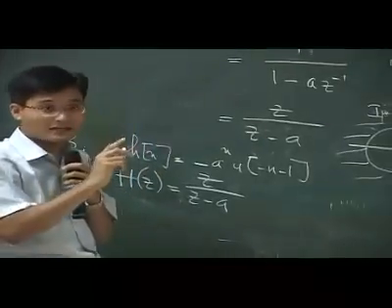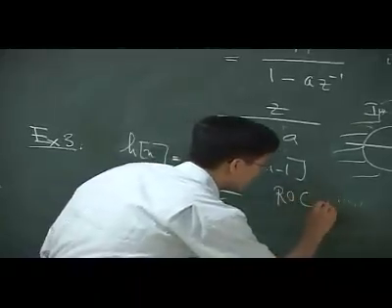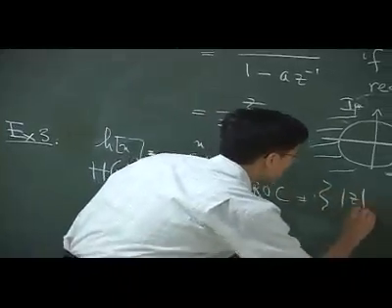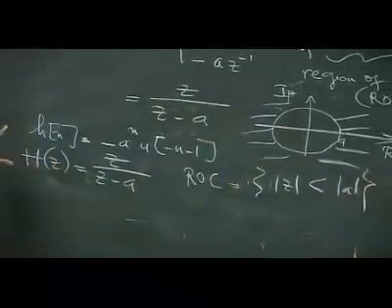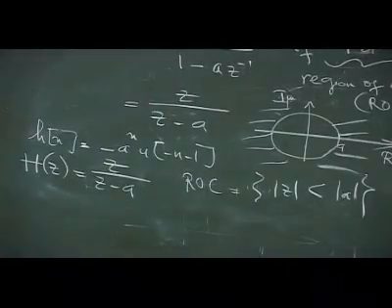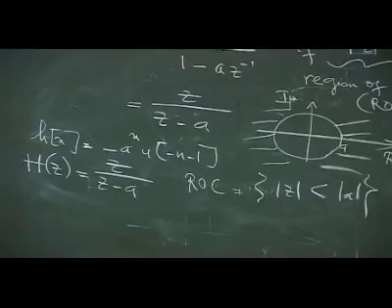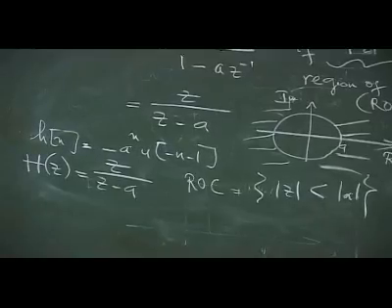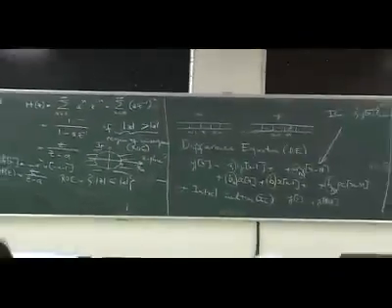Except the only thing that distinguishes between these two systems is that now the ROC is when the absolute value of z is less than the absolute value of a. Okay, so that gives you two simple systems, both of them representing an infinite impulse response system, an IIR system, but having a very simple Z transform, which in turn allows us to do simple computation. So, clear so far? Okay.